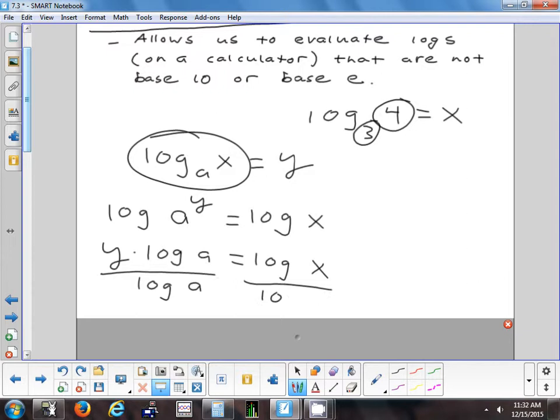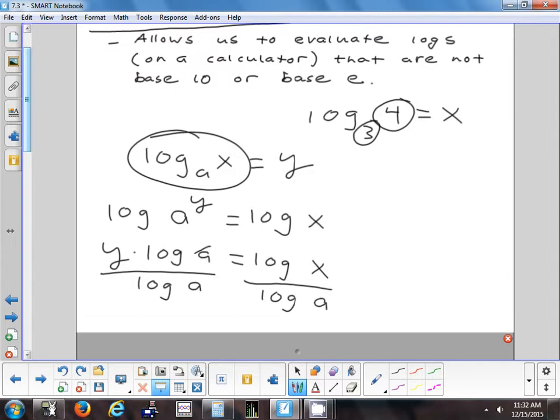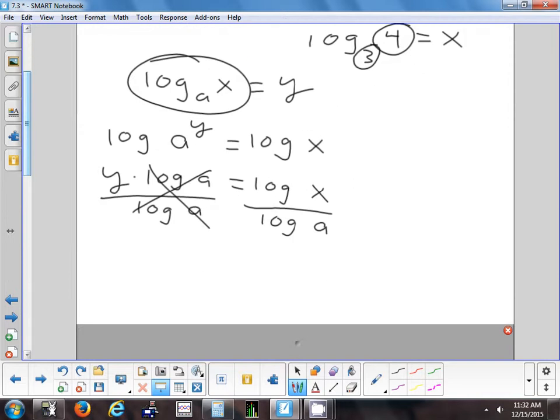Log of a and log of a. That cancels out. And now I have the formula y equals log x divided by log a. Since I just wrote the word log, what base am I using? 10. And that's something we can type in.